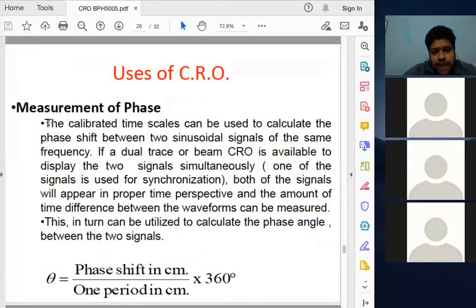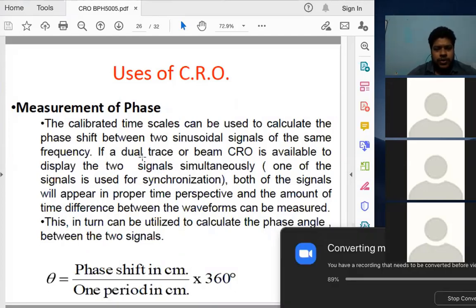The calibrated time scales can be used to calculate the phase shift between two sinusoidal signals of the same frequency. There are two signals with the same frequency, so we can calculate their phase shift. If a dual trace or dual beam CRO is available, we have two channels to give the signals, and it can display two signals simultaneously. Both signals will appear in proper time perspective.